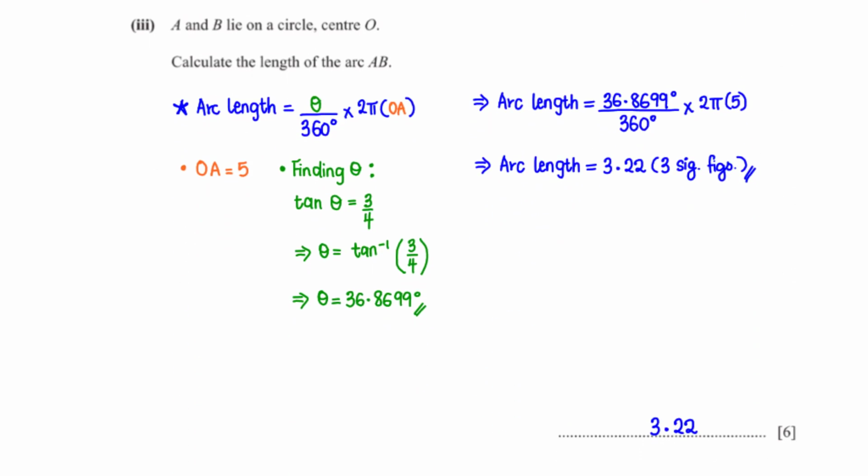A and B lie on a circle center O. Calculate the length of the arc AB. The arc length of AB is theta over 360 degrees times 2 pi r, where r is OA. The length of OA is 5. Let's find the value of theta.